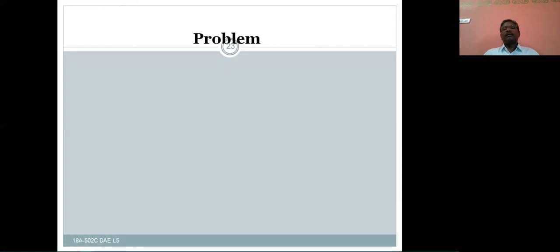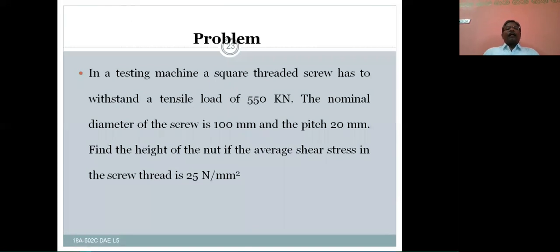Now let us see some more problems. Another problem. In a testing machine, a square threaded screw has to withstand a tensile load of 550 kilonewtons. The nominal diameter of the screw is 100 millimeters and the pitch is 20 mm. Let us find the height of the nut if the average shear stress in the screw thread is 25 newtons per millimeter square.